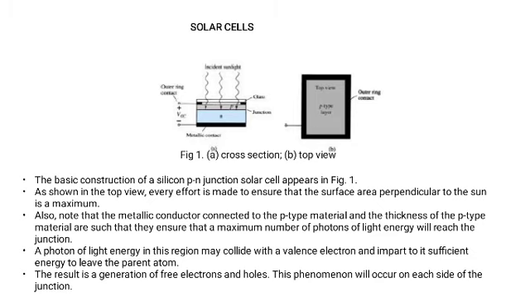As we have seen in the top view of the figure, every effort is made to ensure that the surface area perpendicular to the sun is maximum. The metallic conductor connecting to the p-type material, and the thickness of the n-type material, are such that they ensure the maximum number of photons of light energy reach the junction region. A photon of light energy may collide with a valence electron and impart sufficient energy to leave the parent atom. This results in the generation of free electrons and holes, and this phenomenon occurs on each side of the junction.